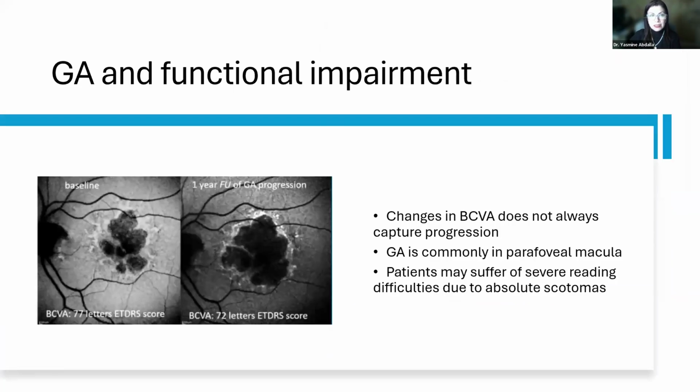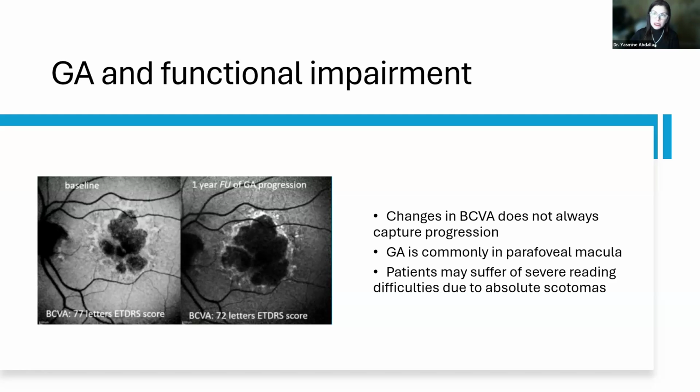So again, functional impairment is very important because visual acuity, as I've said, does not always capture progression. It's usually in the parafoveal macula, and patients can have severe reading difficulties because of the absolute scotomas. They can only read 3 letters at a time. So there's a real unmet need to find precise and sensitive functional endpoints to correlate with those anatomical findings, which will become even more valuable once we get treatments for geographic atrophy that we'll also touch upon very shortly.